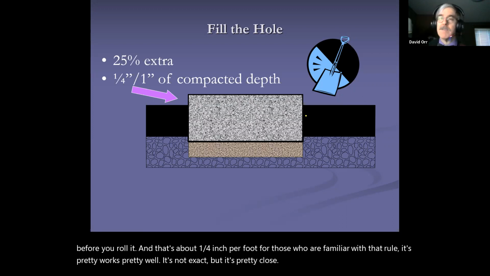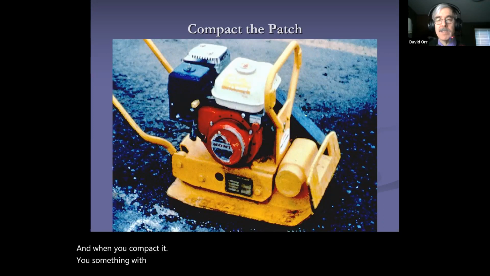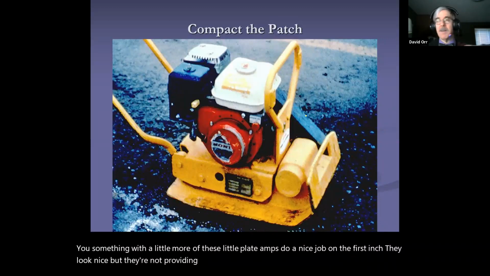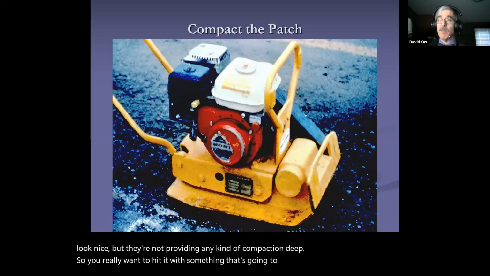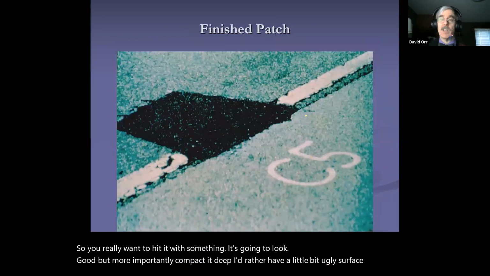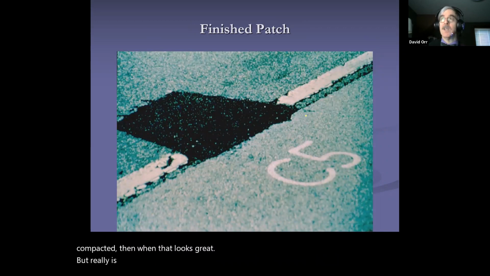And when you compact it, use something with a little more oomph. These little plate tamps do a nice job on the first inch. They look nice, but they're not providing any kind of compaction deep. So you really want to hit it with something that's going to look good, but more importantly, compact it deep. I'd rather have a little bit of ugly surface properly compacted than one that looks great, but really is not dense enough at the bottom. And so when it breaks down, it fails from the bottom.